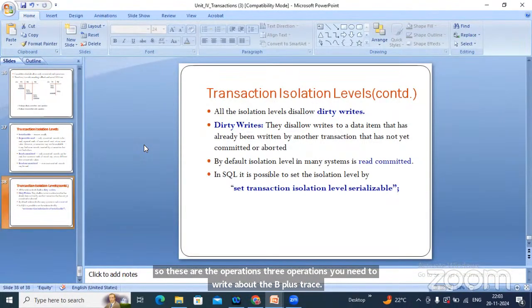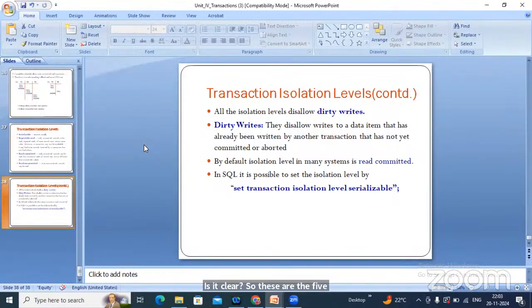Is it clear? So these are the 5 units. Very easy. From the first unit, you will definitely get data model, schema, instance, and view levels. They can also ask about the architecture and the ER diagram. Second unit: relational model, and what are the key constraints.